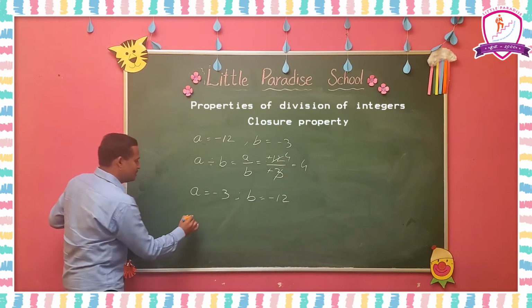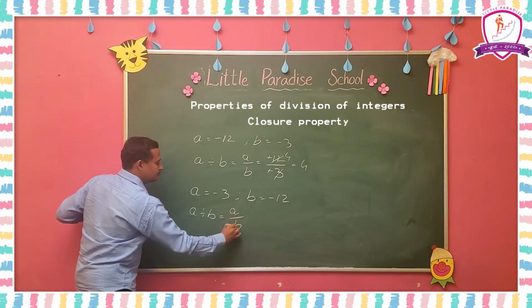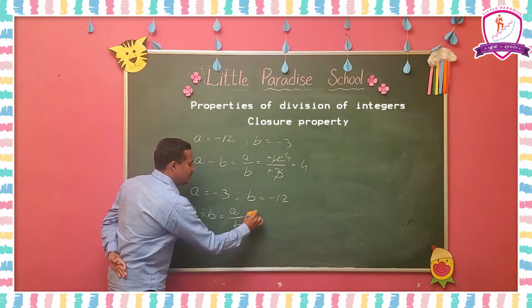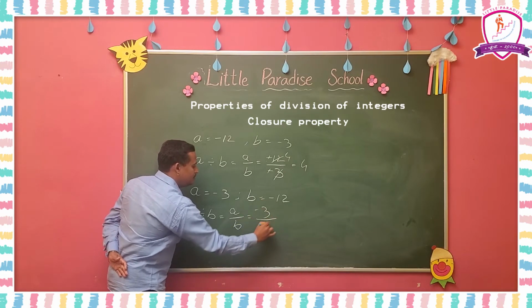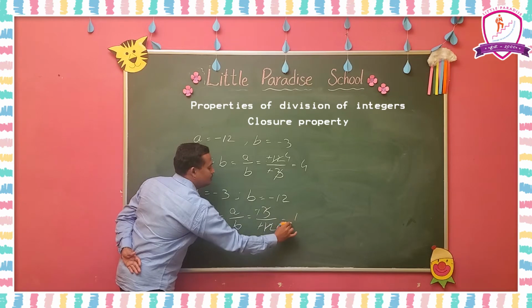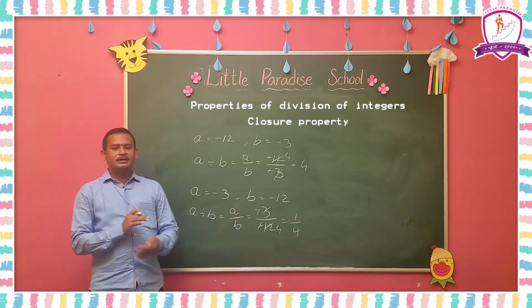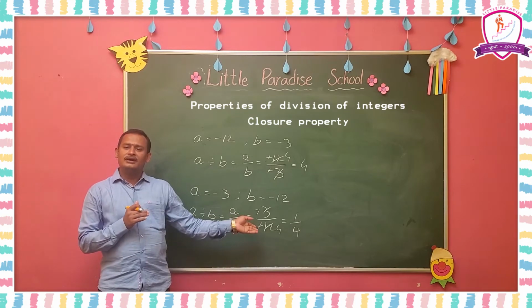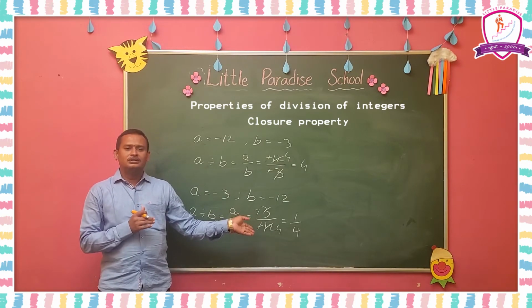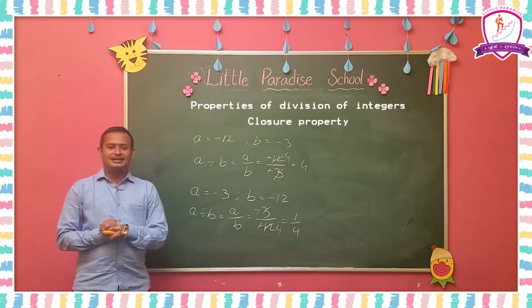Now I am going to do the same. A divided by B means A by B, where A is minus 3 and B is minus 12. Minus and minus will cancel, it will cancel 4 times, and we got 1 by 4. Can you divide 1 by 4? Not possible. So the result will not be an integer.